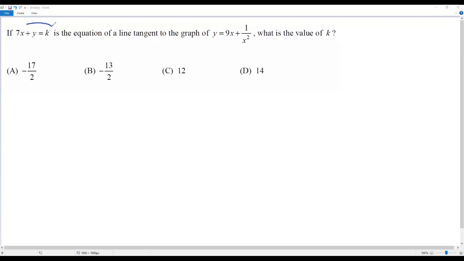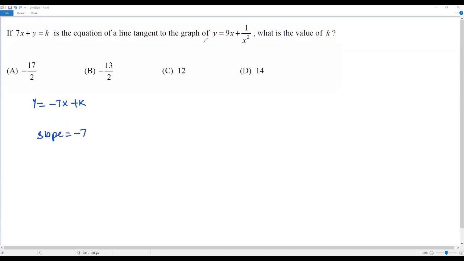Now to get the slope of this tangent line, we can write this equation in slope intercept form, that is y = mx + b. To get this equation in slope intercept form, we just have to subtract 7x from both sides. When I do so, I am getting y = -7x + k. Now I got this equation in slope intercept form, where m is the slope of the line. Instead of m, we have -7 in the equation of the tangent line. So clearly the slope is equal to -7.